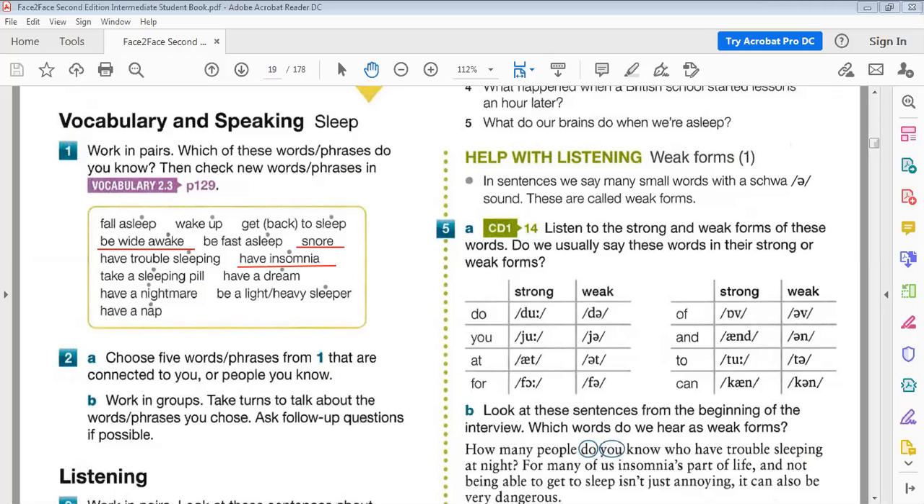Sometimes you put the mic on mute and take a nap. Yeah, I noticed that. So it's okay, no problem.